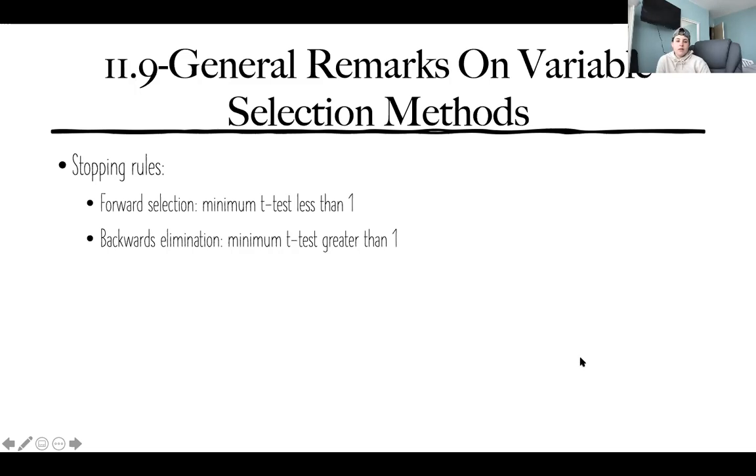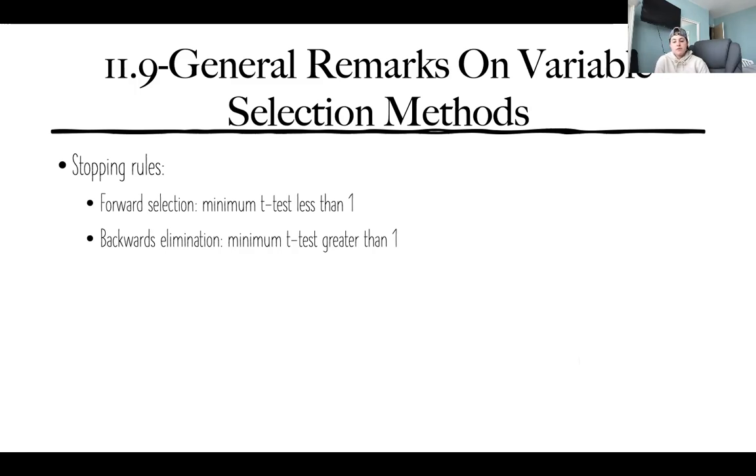So 11.9, we're going to go over general remarks on variable selection methods. We're going to use the above selection procedures that we talked about in section 11.8 with caution, and they should not be used mechanically to determine the best variables.